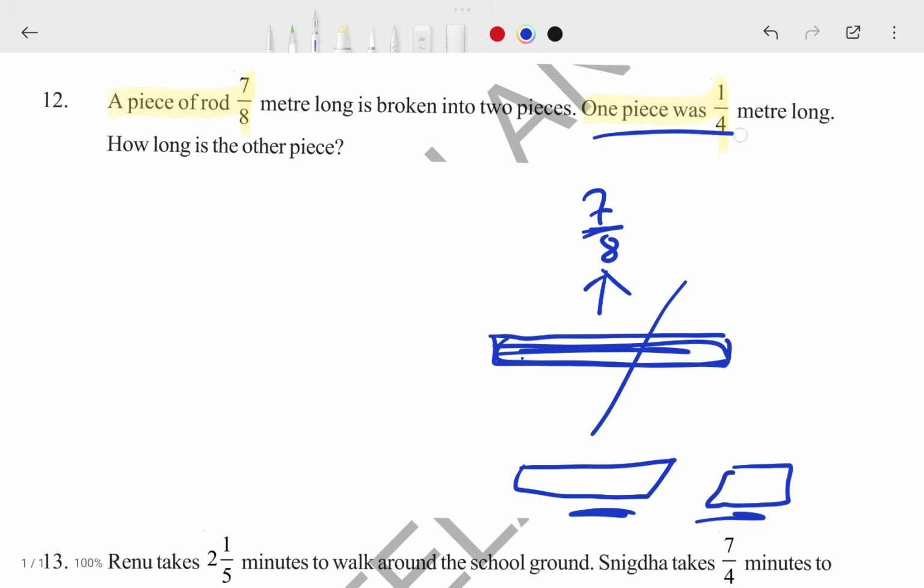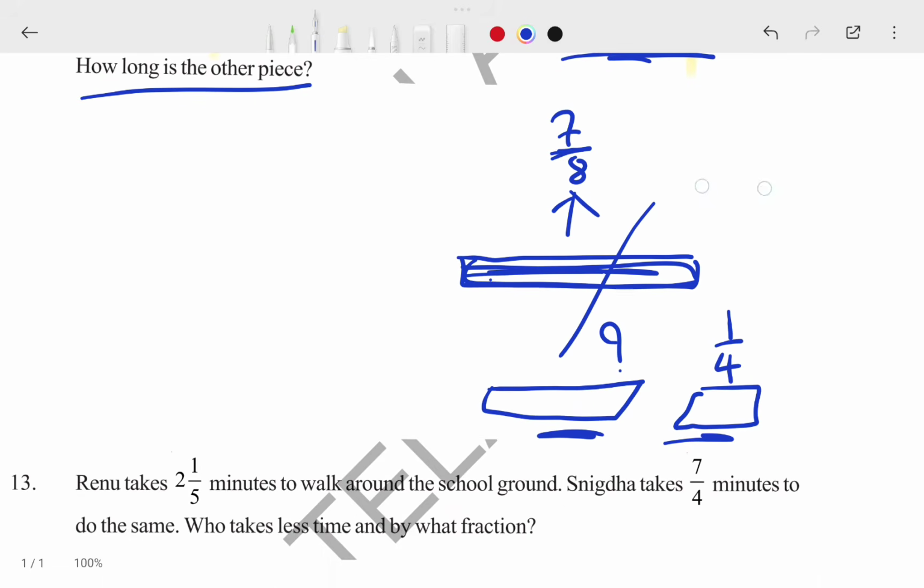So one piece of the rod becomes 1 by 4 meter long. So how will we find the other? What will be this rod? Generally this question is telling that you have a rod that is 7 by 8 meter long, and by mistake this rod is broken into 2 parts, this and this. You take this rod and measure. This rod is 1 by 4 meters long. So how long will the other rod be?